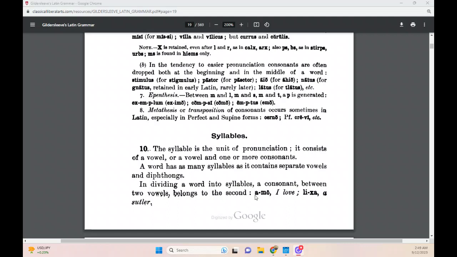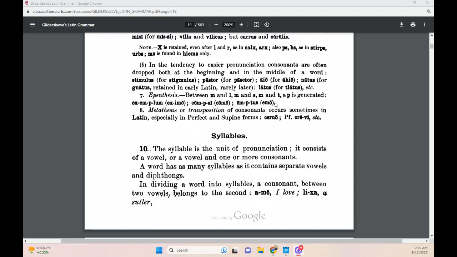Okay? We can take a look at some examples here if we look back up here. So if we have this word stimulus, we see that there's an M between the I and the U. There's an L between these 2 U's. So we would say sti, put the consonant with the second vowel and say mu, and again put the consonant with the next vowel and say lus. So the 3 syllables are sti, mu, lus.